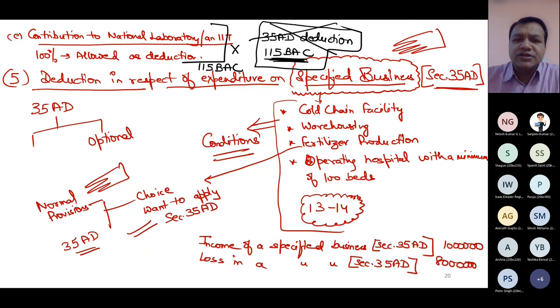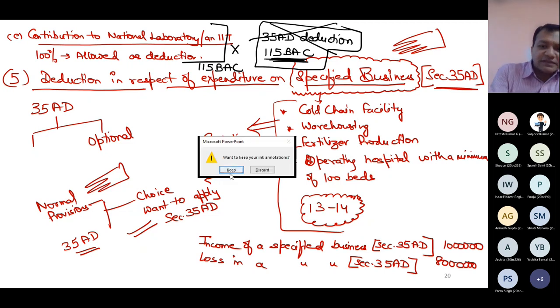What are those? Additional depreciation not allowed. Normal depreciation you can still claim. Additional depreciation not allowed. Contribution to notified institutions, universities for scientific research not allowed. Contribution to a company which is engaged in scientific research not allowed. Contribution to national laboratory not allowed. Deduction in respect of the expenditure for specified businesses under 35 AD not allowed. If this discussion is clear, please raise your hand.